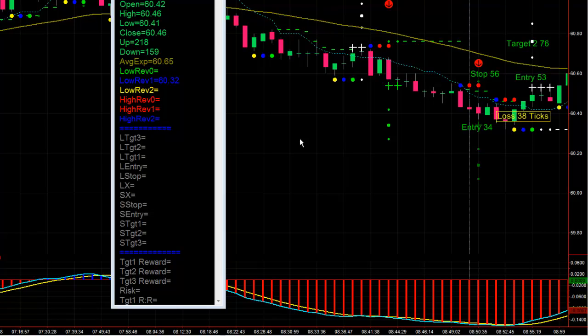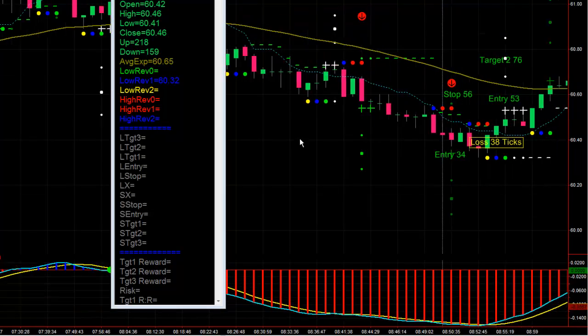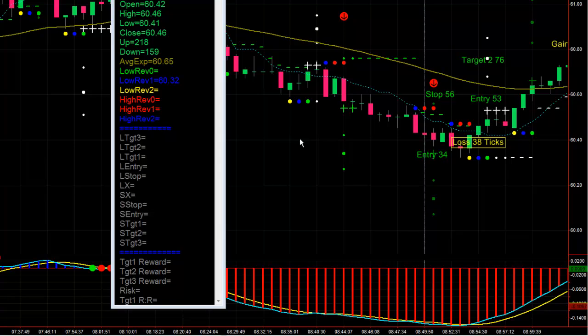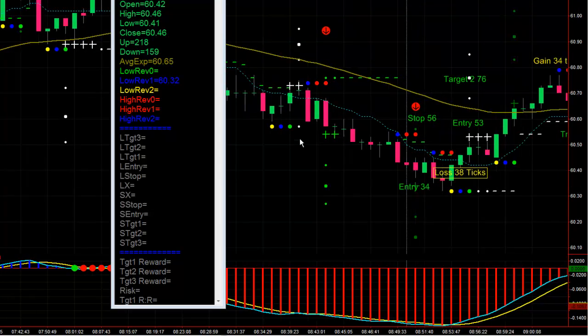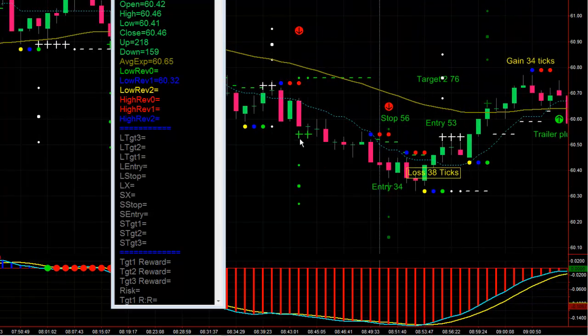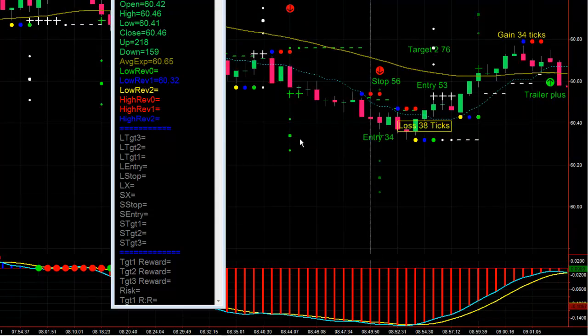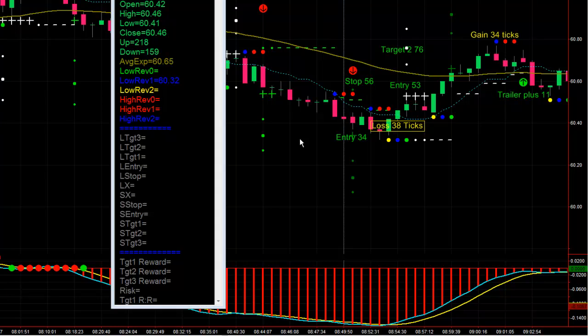And on this white trade, target 2 is up here at 76. So let's see. We trigger in. We go up, we hit money management, the stop moves, goes on up to full target, target 2. So we gained 34 ticks. We lost 38 on the first trade, that's 2 positions, and we gained 34 on the second trade, because the trailer only got you plus 11.